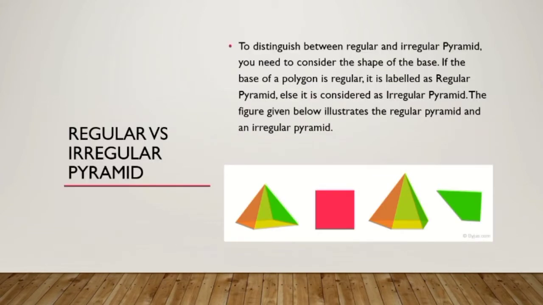Regular versus irregular pyramid. To distinguish between regular and irregular pyramid, you need to consider the shape of the base. If the base is a regular polygon, it is labeled as a regular pyramid, else it is considered an irregular pyramid. The figure given below illustrates a regular pyramid and an irregular pyramid.